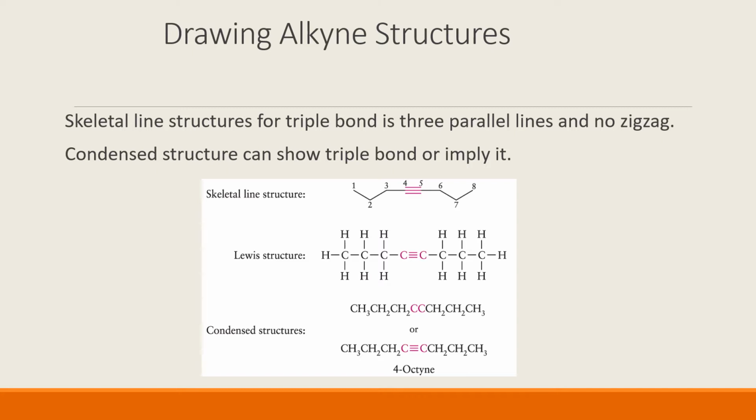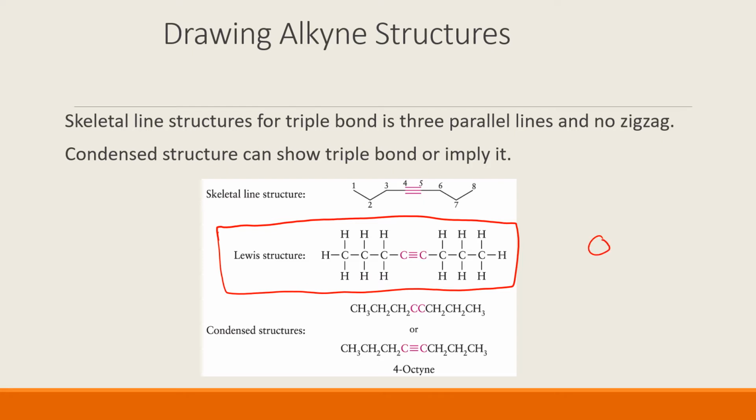For example, let's consider an alkyne with 8 carbons. Because it contains 8 carbons, its name is octyne. Just like alkenes, we need to give the location of the triple bond, and if you count, you'll find that the triple bond is present at the 4th carbon, so the name is 4-octyne. The Lewis structure of 4-octyne is represented here.